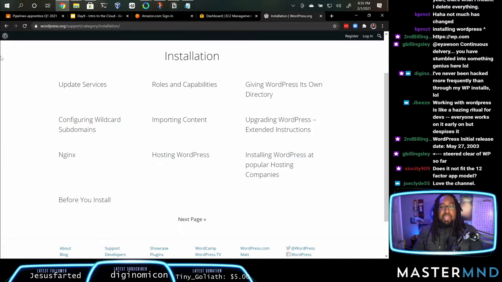I heard something. This is not fitting the 12-factor app model. I don't know. I actually don't know. I haven't looked at the 12-factor app model in a while. I don't remember all the pieces of it. I don't know if it fits. I would have to analyze it real quick. So no, it does not. It does not at all.